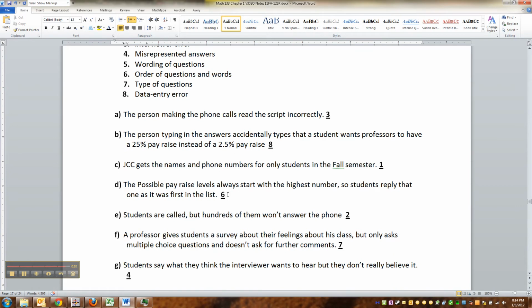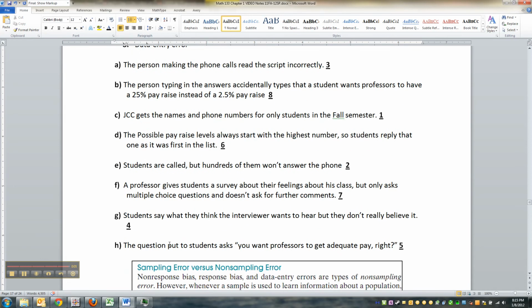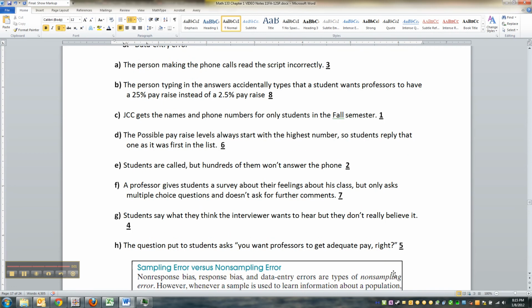This one is order of questions, because they always put the one, or it's actually order of responses. They always put the high number first, no matter what. That made it so that it wasn't random. This one's non-response error. This one is not an open-ended question, so that's not fair. This one's misrepresenting the answers, and this one is biasing the thing with the questions, wording of questions.